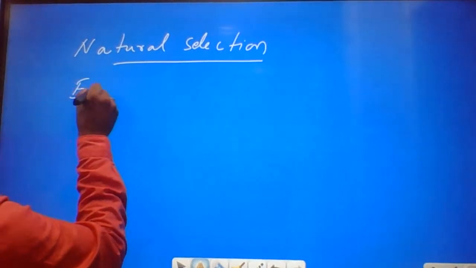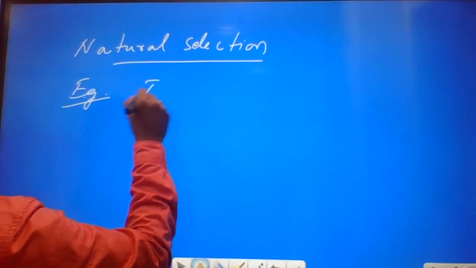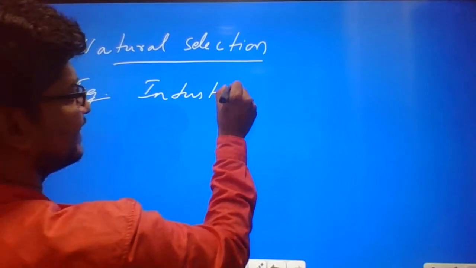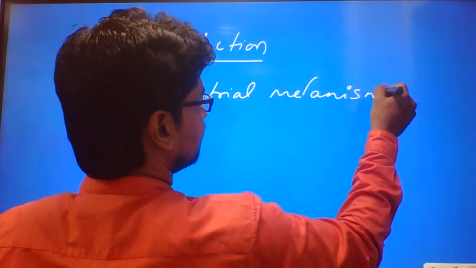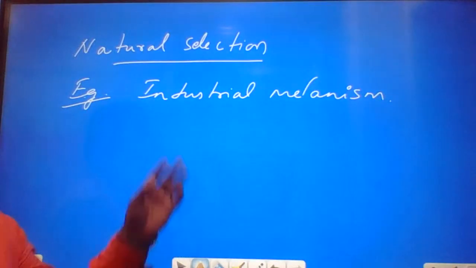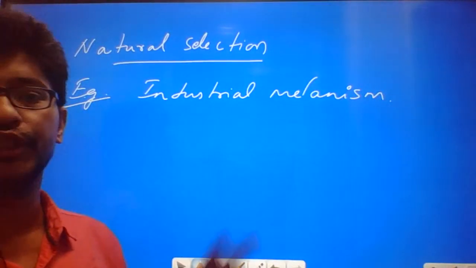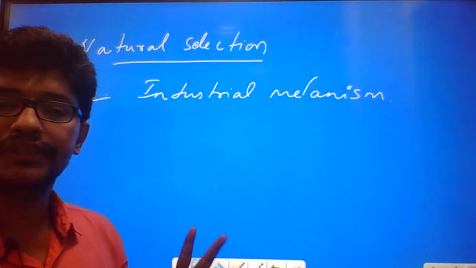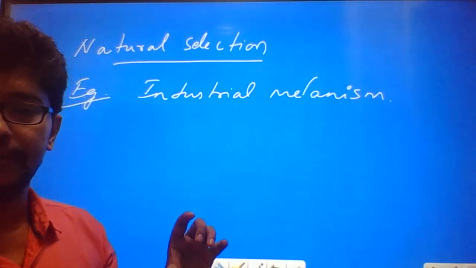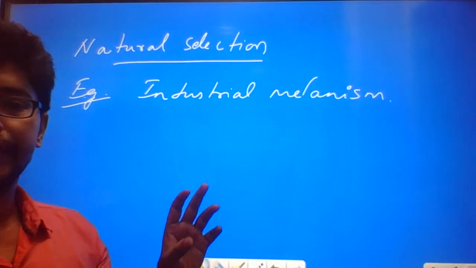So what are the live, natural examples? The first example is industrial melanism. You would definitely have been studying it. In evolution, you can get two questions from this particular chapter. Of course, evolution is a very small chapter, but from this you can get two questions.